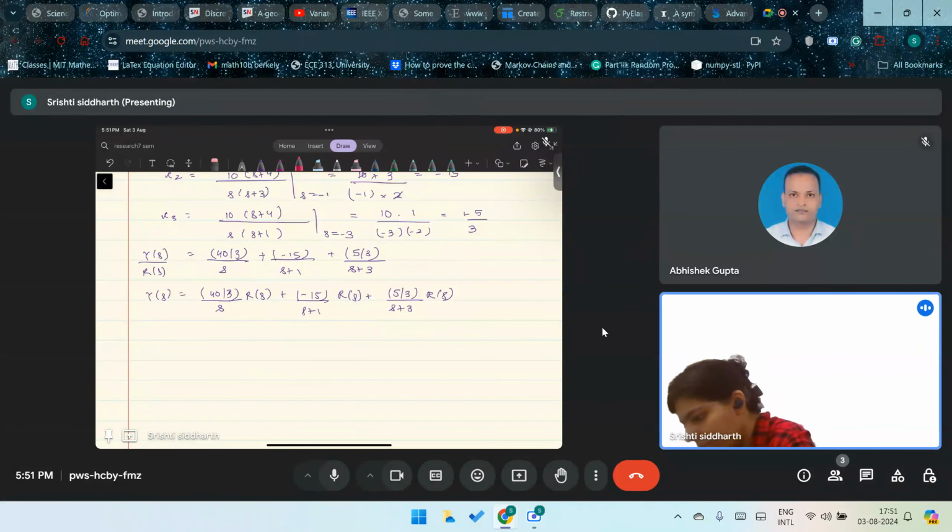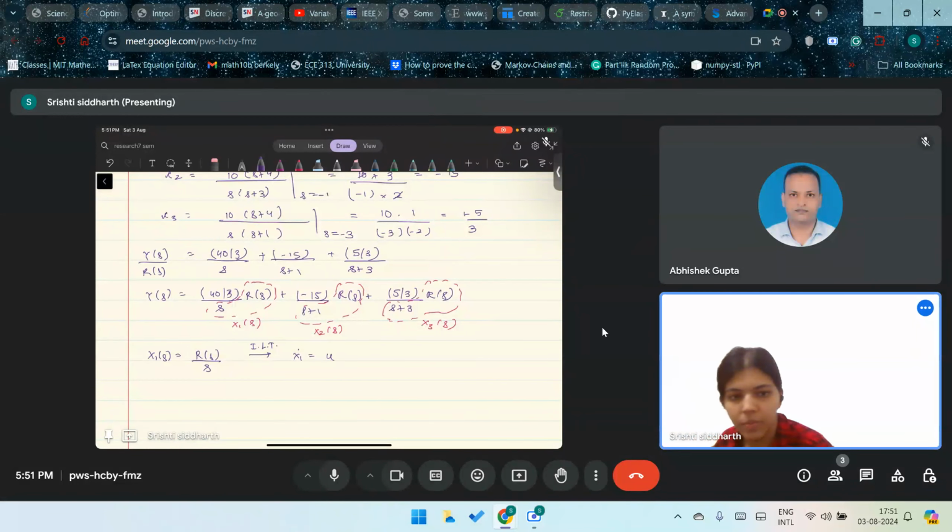So what we're going to do is consider this as X1(s), this as X2(s), this as X3(s). This is just to illustrate how we get the diagonal form. This is R(s) over s. Take the inverse Laplace transform and we get x1 dot equals u.